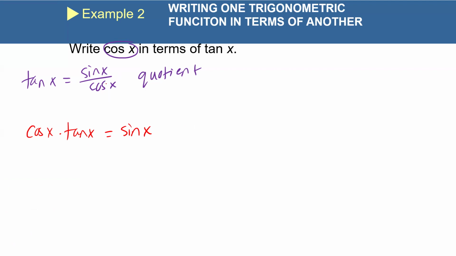If I multiply by 1 over sine X, it would have just canceled out the sine and still wouldn't have gotten cosine out of the denominator. My goal is to get cosine out of the denominator. And now I'm going to divide by tan. So cosine X equals sine X divided by tan X.